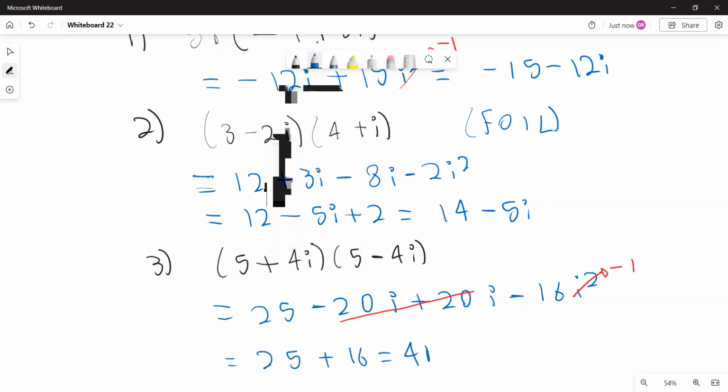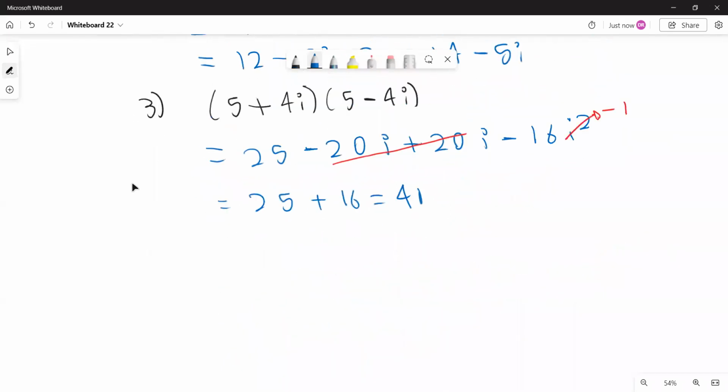So the answer ended up being a real number. And I'm going to mention this: numbers that have the same real part but opposite imaginary part are called complex conjugates.